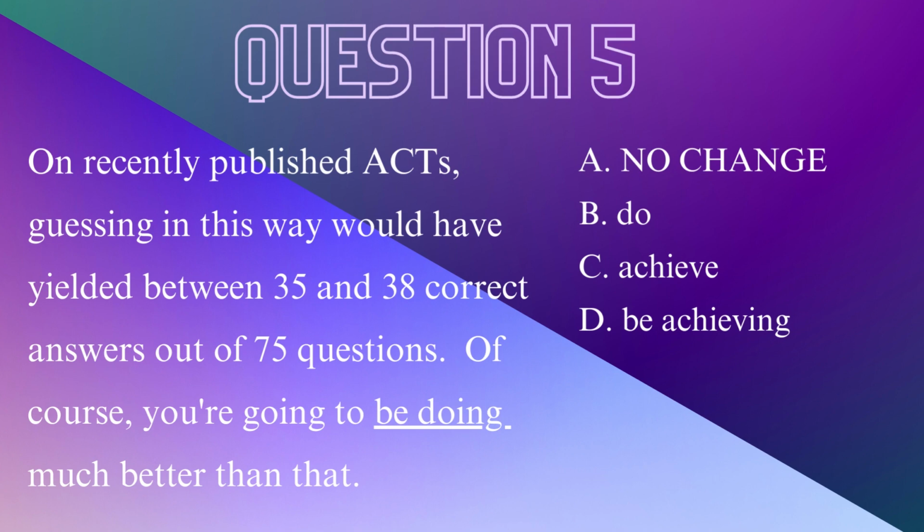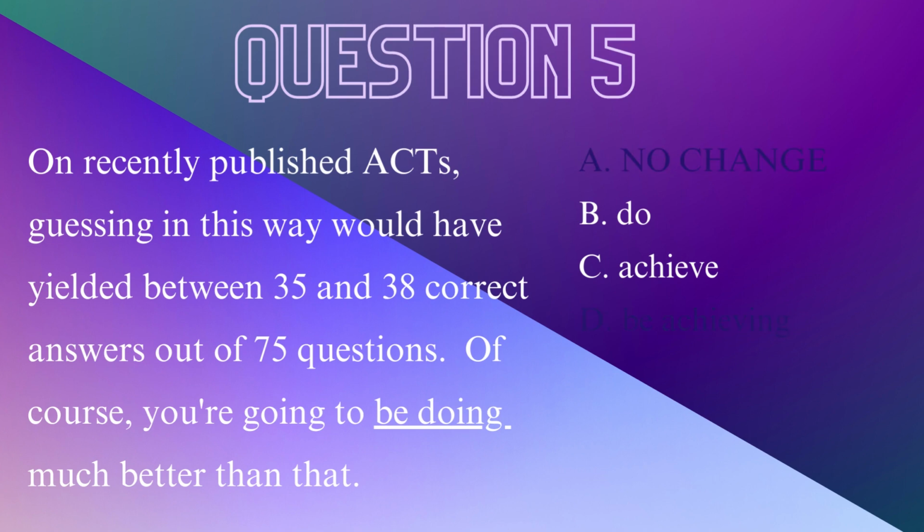Notice in both answer choices A and D, we have be followed by an ing verb. The ACT is all about using active voice. So we don't need to have this type of verb structure, be doing or be achieving. Instead, let's just use that active voice, that present verb. It's going to be either do or achieve. So now that it's between B and C, what makes sense? Choice B. You're going to do much better than that.